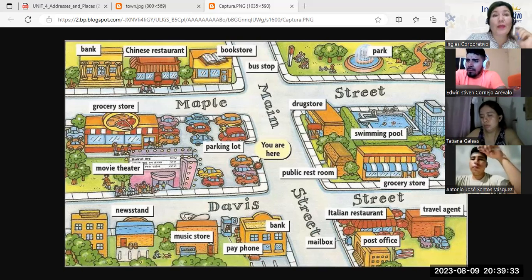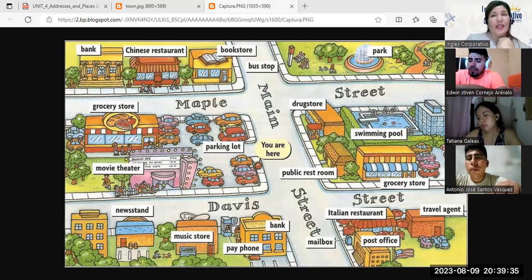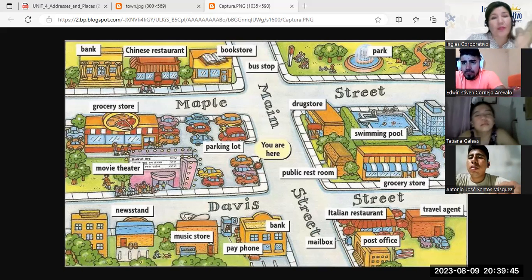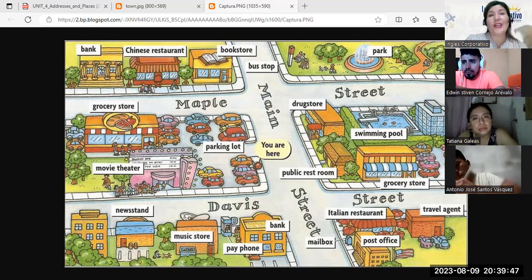On lo ocupamos para referirnos que está sobre alguna calle, okay? The drugstore is on Main Street. The bank is on Maple Street. The parking is on Main Street. The music store is on David Street. On lo ocupamos para que algo está en un lugar, okay? For example, the Italian restaurant is on David Street. No vamos a decir está in David Street porque no está dentro de la calle. Está on, está sobre la calle.